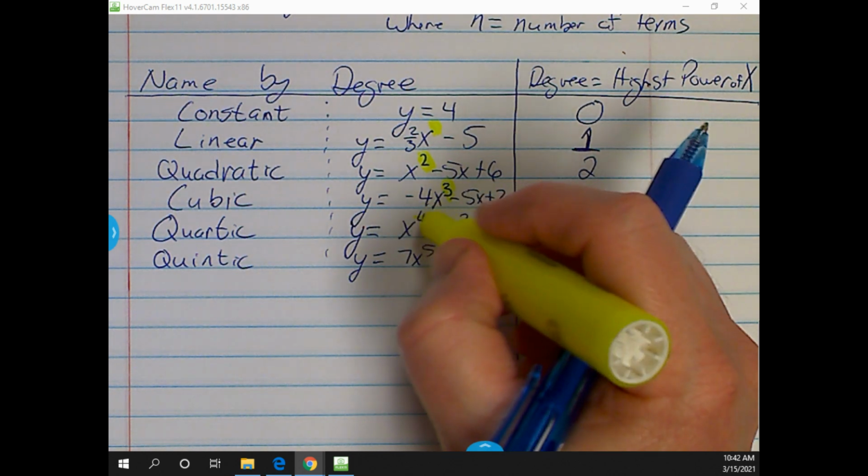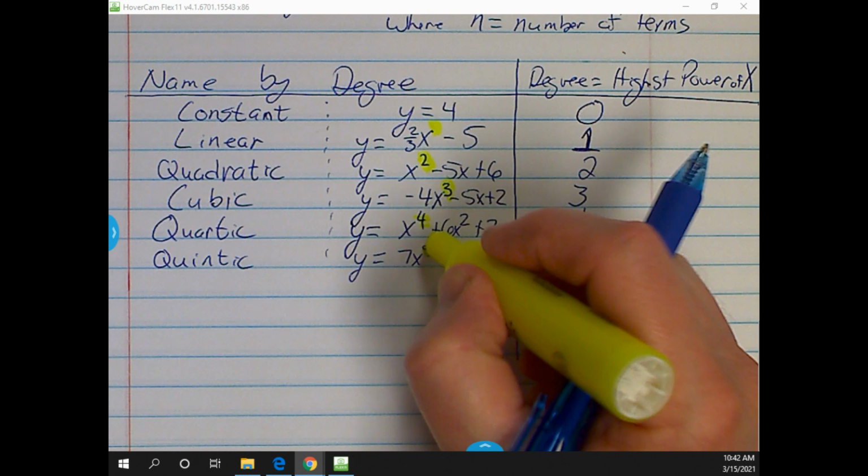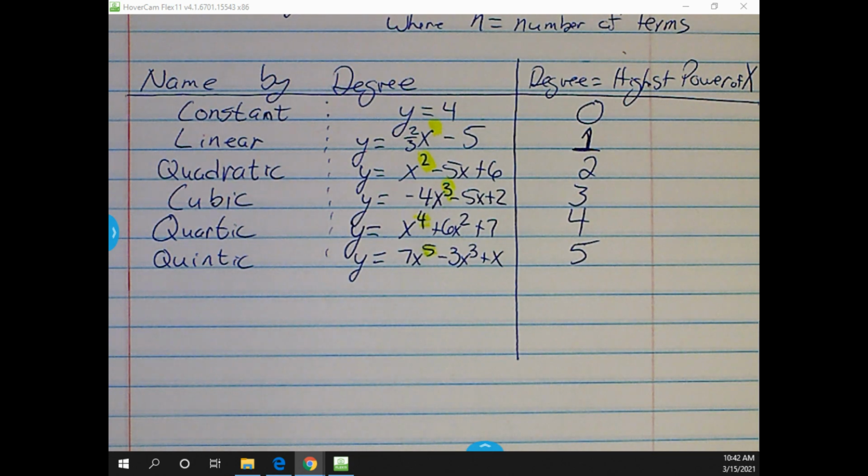power of x. And whatever that highest power of x is, that's telling you what the degree is going to be.